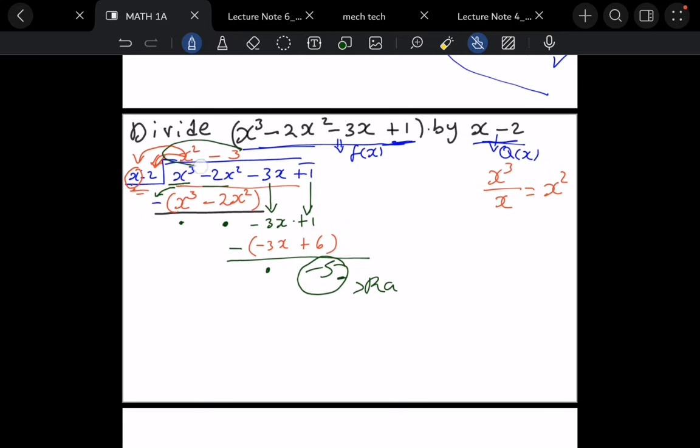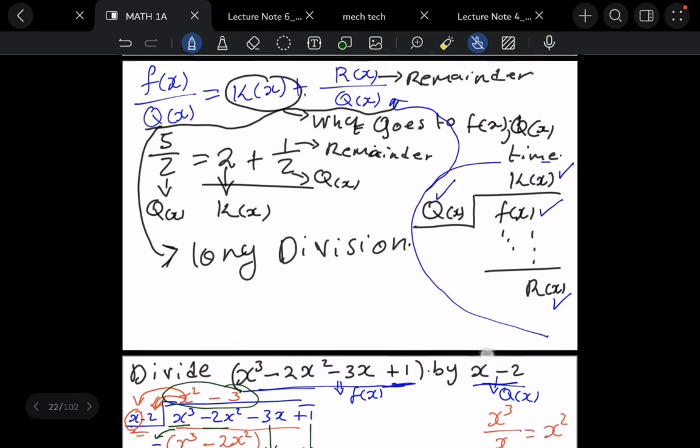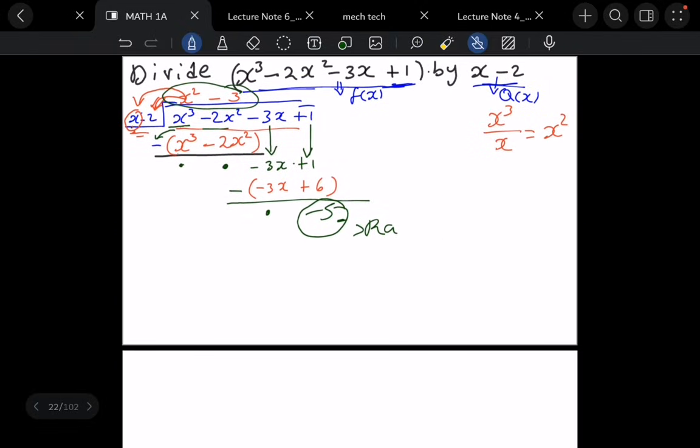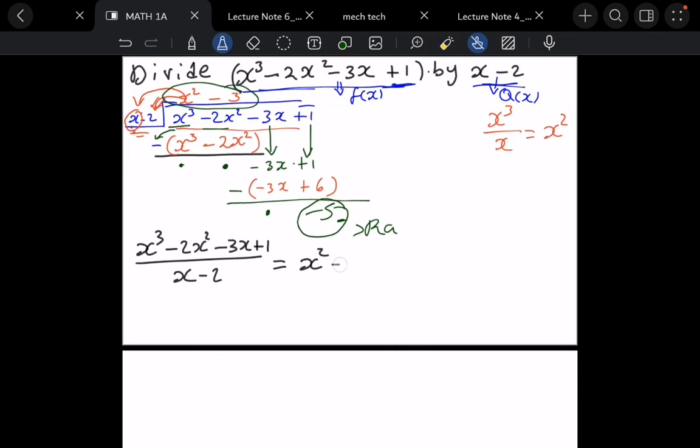And then that becomes your k of x. Right, so what you can actually do now is say x cubed minus 2x squared minus 3x plus 1 divided by x minus 2 is equal to what? x squared minus 3 minus 5 over x minus 2. This is a done deal.